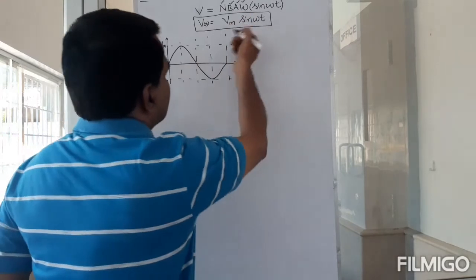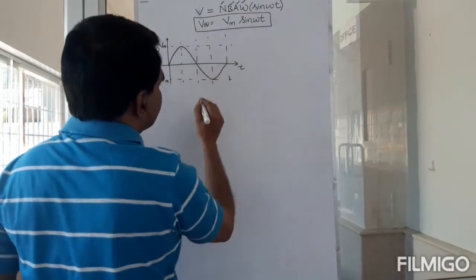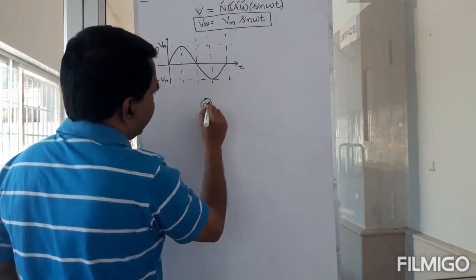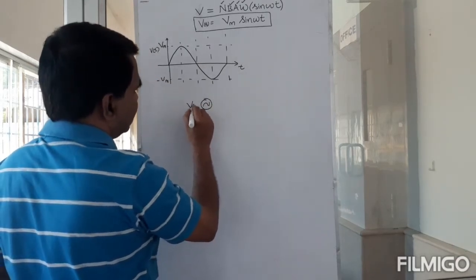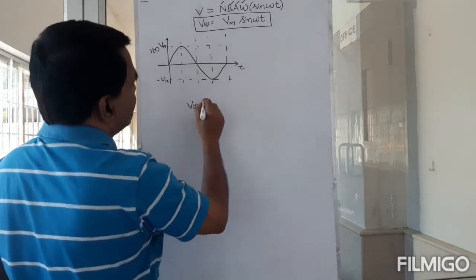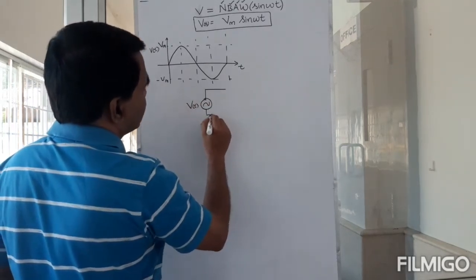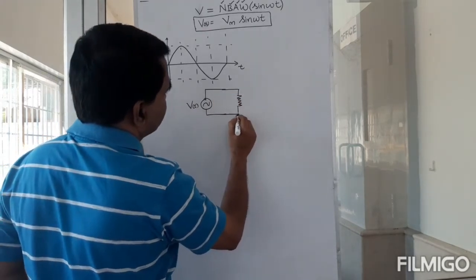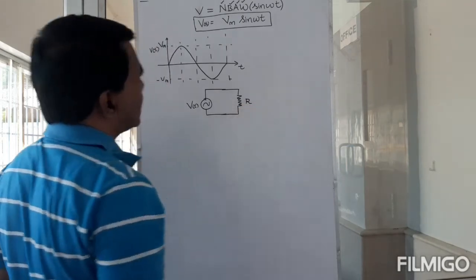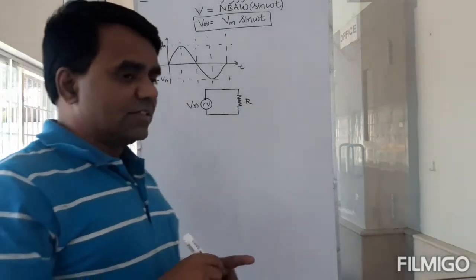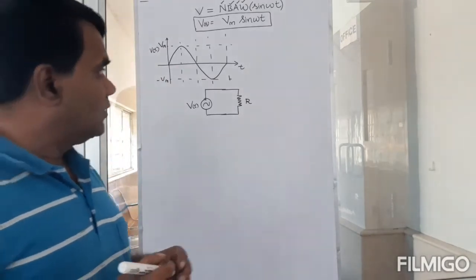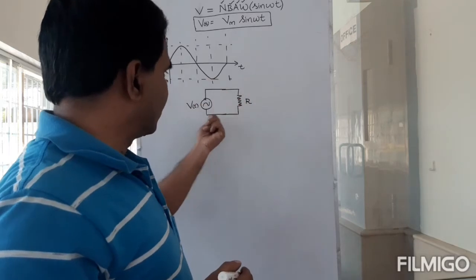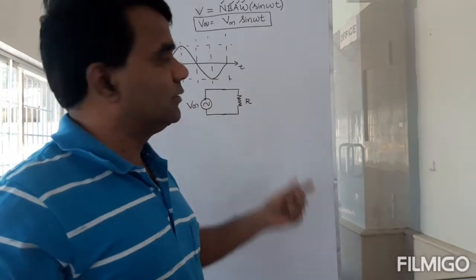Okay, so what is the symbol for the AC generator? That symbol is this. That is V of t, and this is the output. Let us suppose I connect a resistor across it. I am connecting a resistor across it. And clearly, this will start sending a current through the circuit because now it is closed. It will send a current through it.